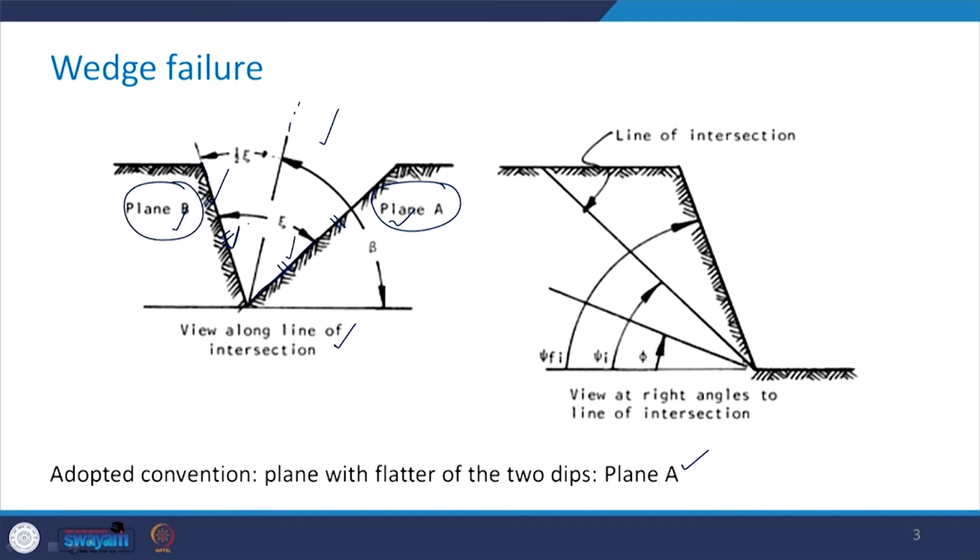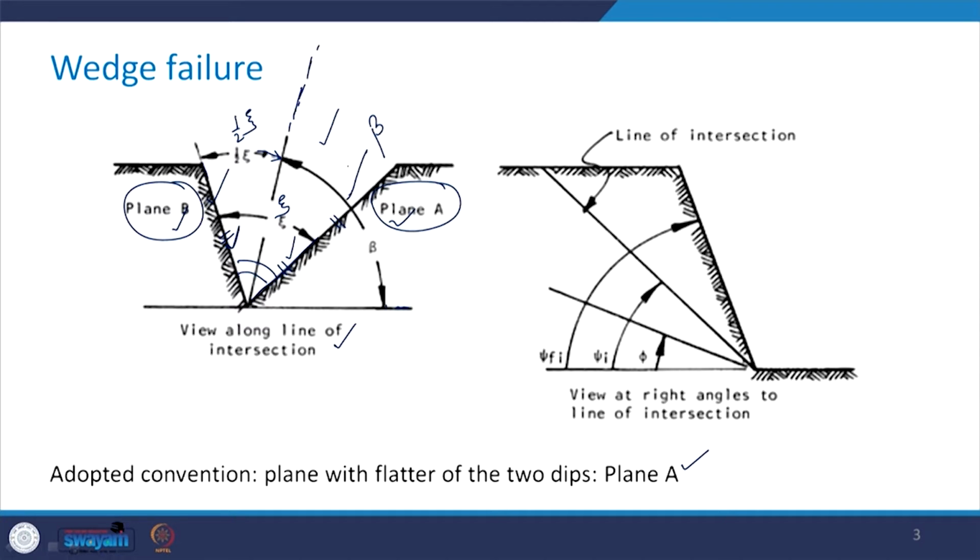Whatever this angle is, it is represented as zeta. This is the angle bisector of this angle zeta, and therefore, this angle is half of zeta. The angle from this angle bisector to this horizontal line is represented by angle beta.